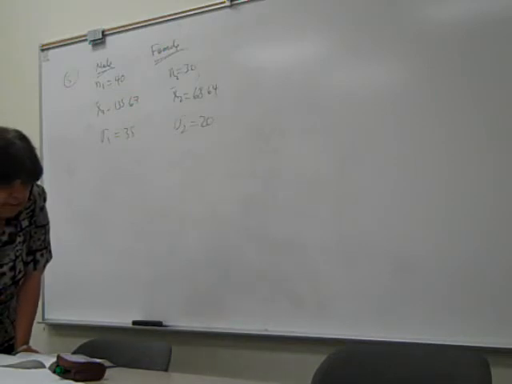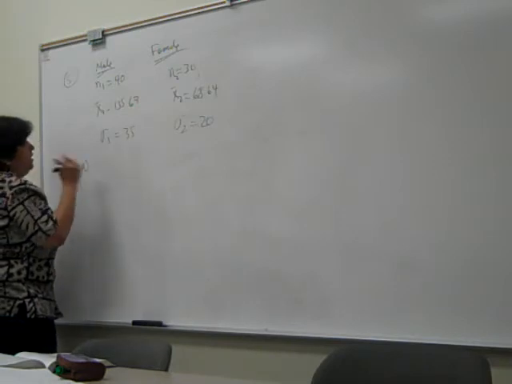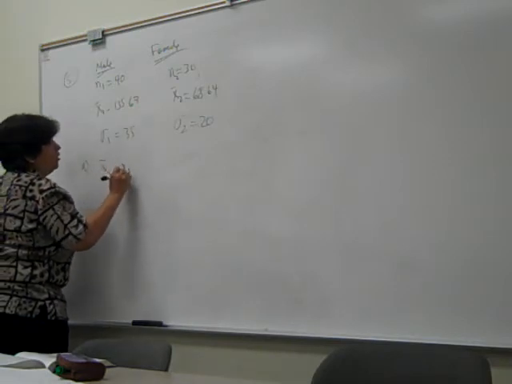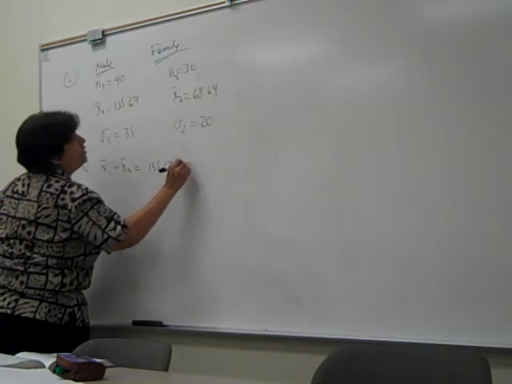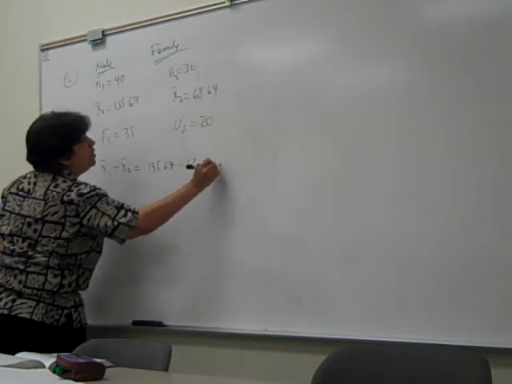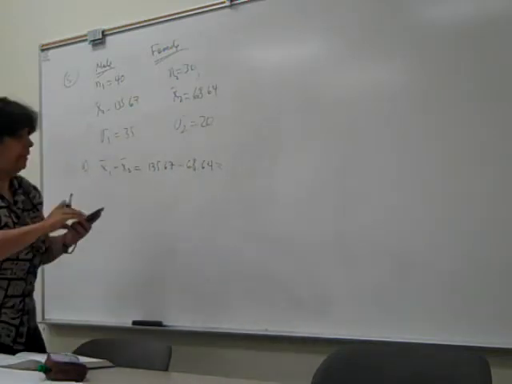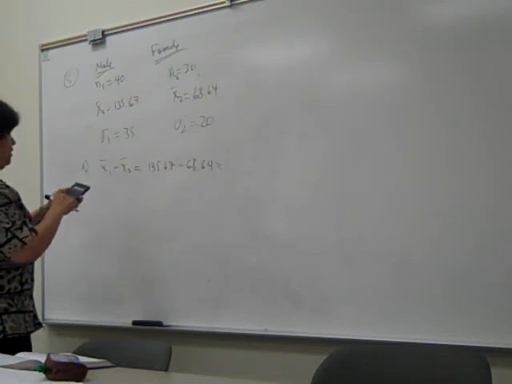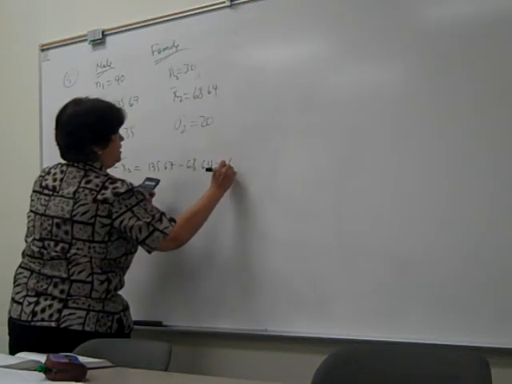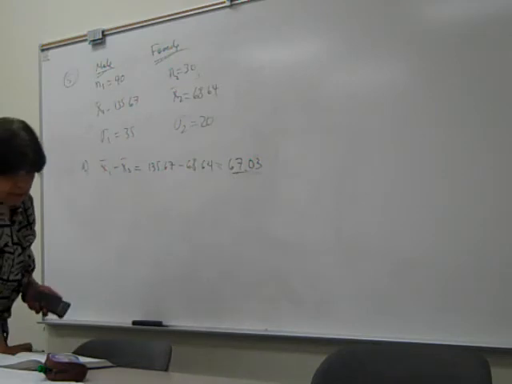Good. What is the point estimate of the difference? The point estimate is x1 bar minus x2 bar, and that is equal to 135.67 minus 68.64, and that is 67.03. That is the point estimate.